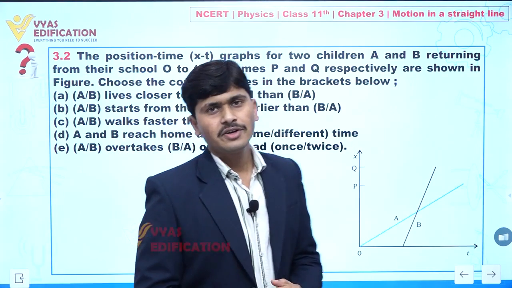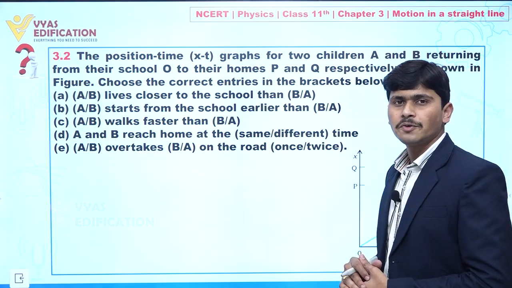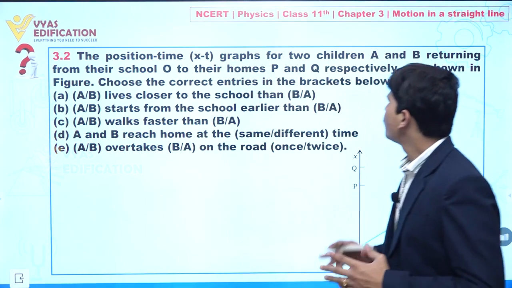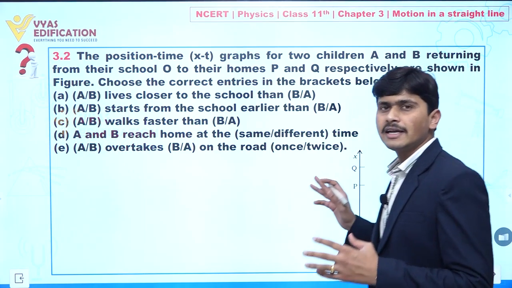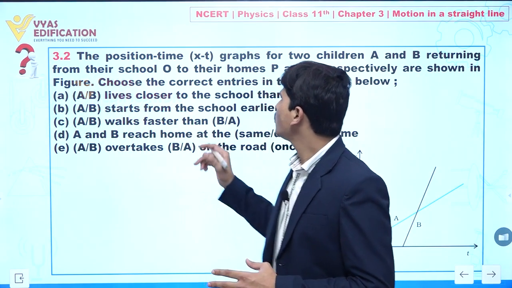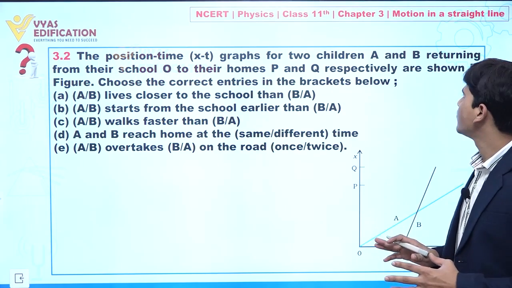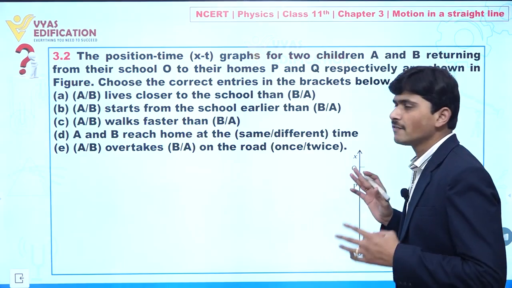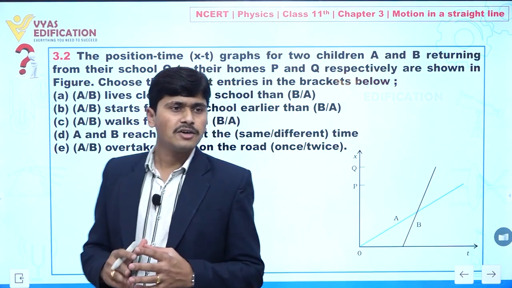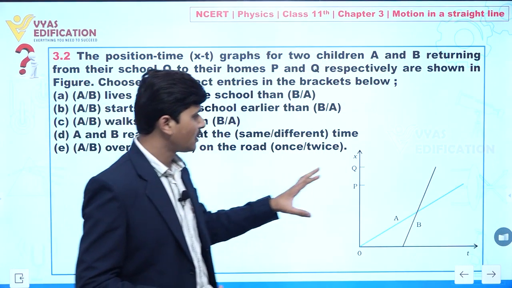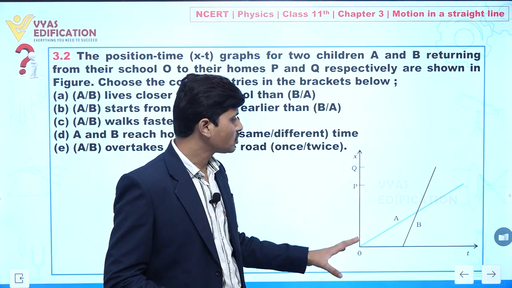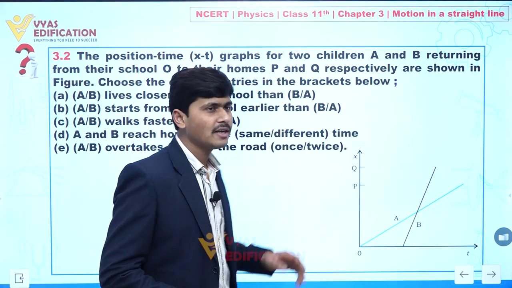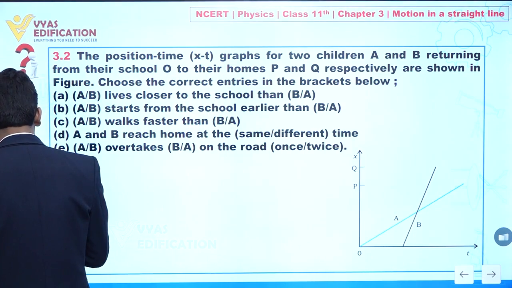Now, dear student, we are going to discuss question number 3.2. And in this question, a position-time graph is given to you for two children A and B, and they are returning from their school O to their homes P and Q respectively. Fine. Choose the correct entries in the brackets that are given to you. Clear? So, now you can see on this screen we have this graph that is related to the motion of two children and they are returning from their school to their home. Clear? So, now concentrate on the screen.